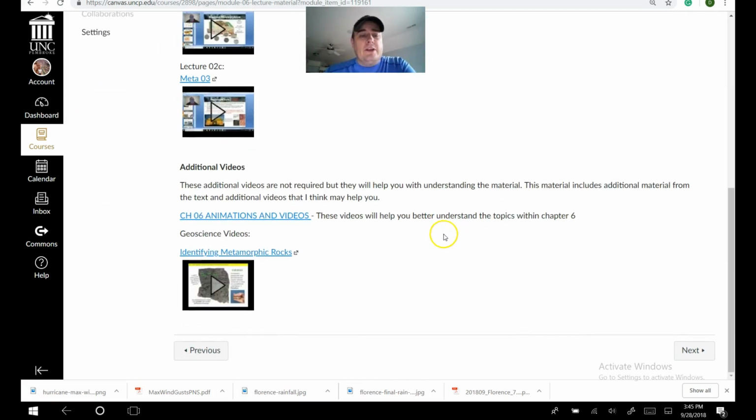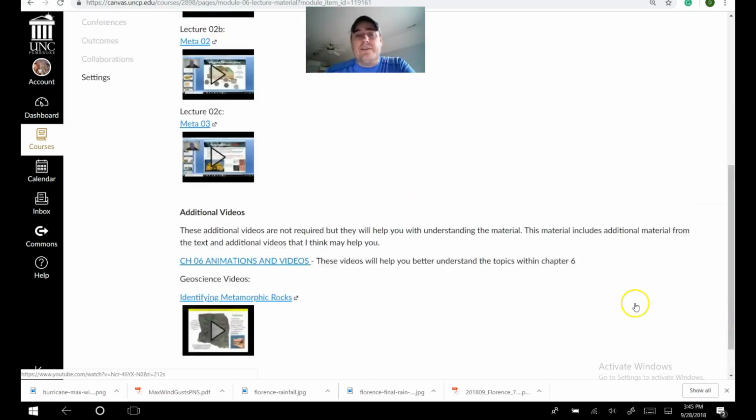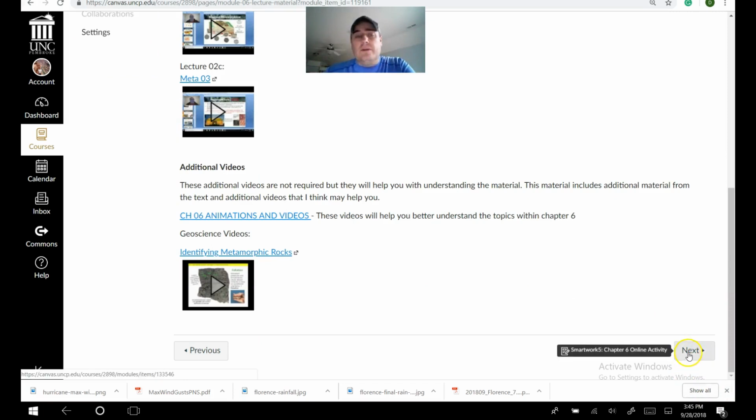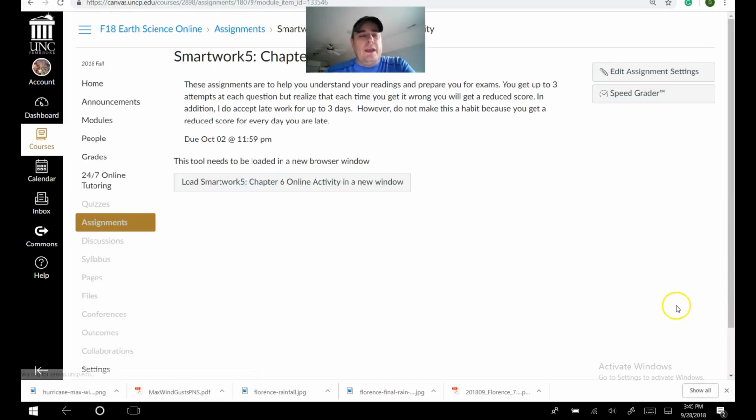Okay. So as always, there's additional material as well for helping identify metamorphic rocks down below. Okay. And then last of all, do your online activity. And that's really it for metamorphic rocks. It's pretty easy this time, pretty straightforward. It's a smaller subject. It's usually more straightforward for students, and you should do fine.